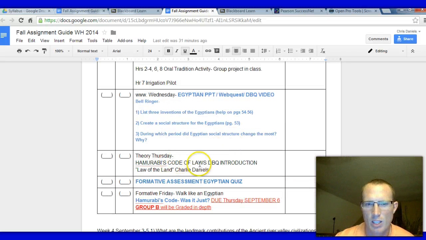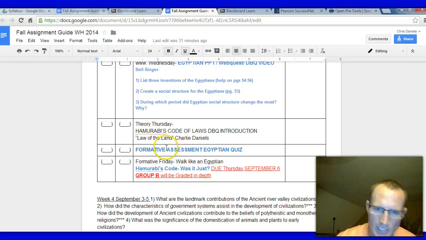Thursday, then, we're going to look at Hammurabi's Code of Laws as we look at kind of a standard way of right living in Egypt and the Code of Laws in Mesopotamia that Hammurabi brings from Babylon. And then for homework on Thursday, flipped classroom guys, you'll be responsible for creating the formative or doing the Egyptian quiz. It's going to be a Google form. And then on Friday, you will walk like an Egyptian and finish up your Hammurabi's Code writing, was it just? And that will be Group B that will be graded this week.